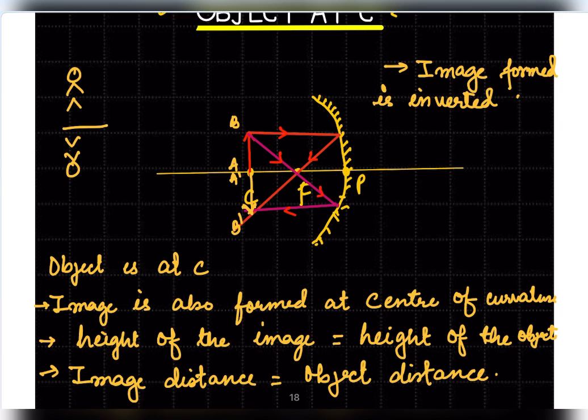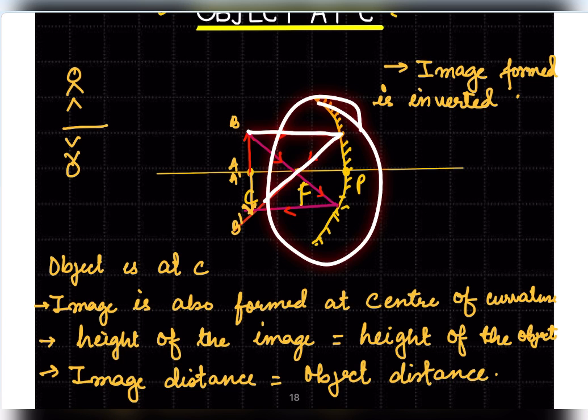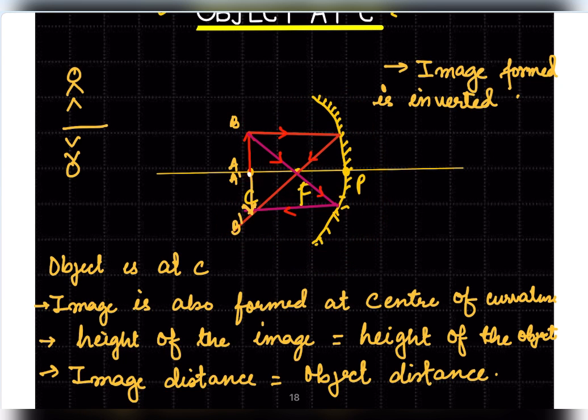Okay, second thing, this is my mirror. Ray of light comes, get reflected, ray of light comes, get reflected, and these two lines meet each other. Okay, they actually meet each other. Then this kind of image is called a real image. Okay, another thing, if this is the mirror, this is the reflecting part of the mirror, and the image is formed in front of the mirror, right? This kind of image is also called real image. Okay, so we can say image form is also real. So I can write down image form is inverted and real.